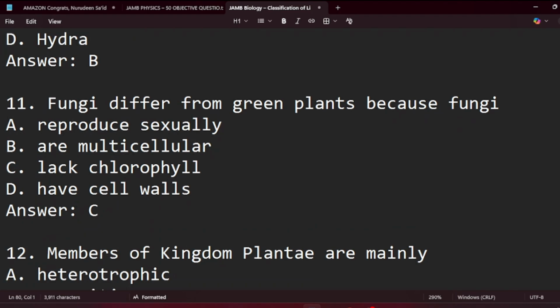Question number 11. Fungi differ from green plants because fungi dash A, reproduce sexually, B, are multicellular, C, lack chlorophyll, D, have cell walls. The answer is C.